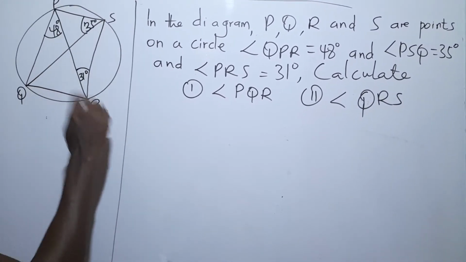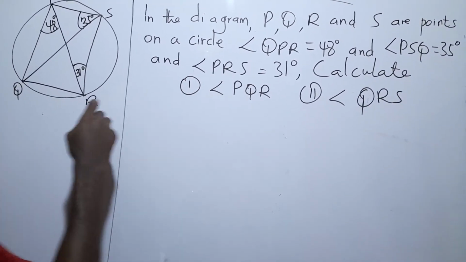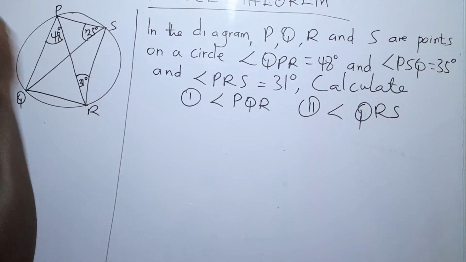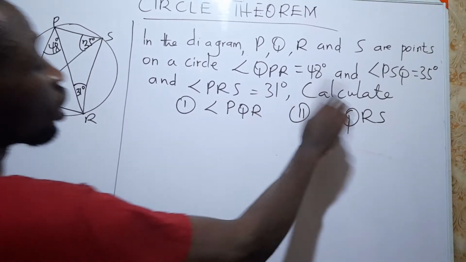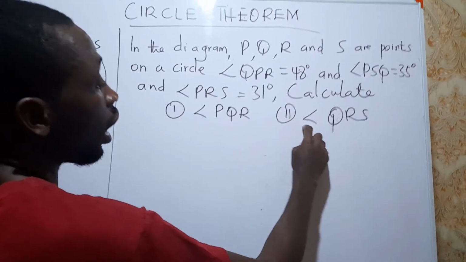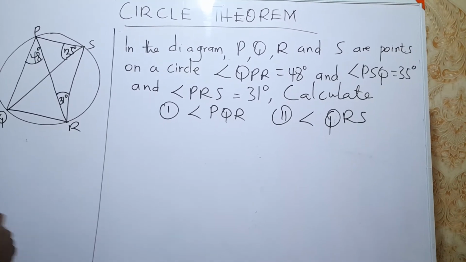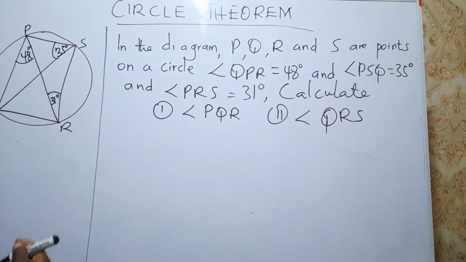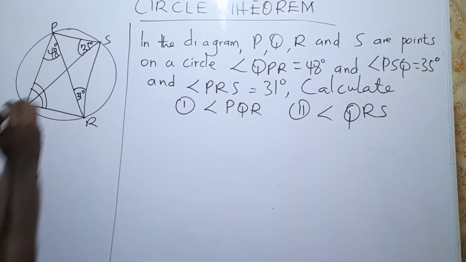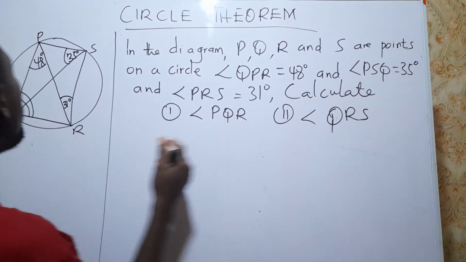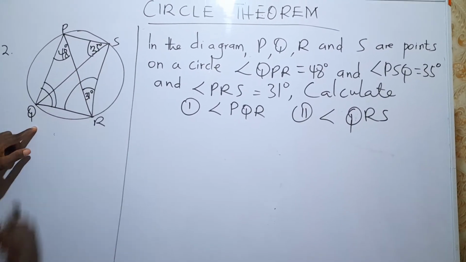Okay, angle PSQ here is 35 degrees, and angle PRS is 31 degrees. We have to calculate angle PQR and angle QRS. So the angles they are asking us to calculate, let's try to locate them. Angle PQR, they are asking us to calculate the angle here. Then angle QRS, they are asking us to calculate this very angle too.